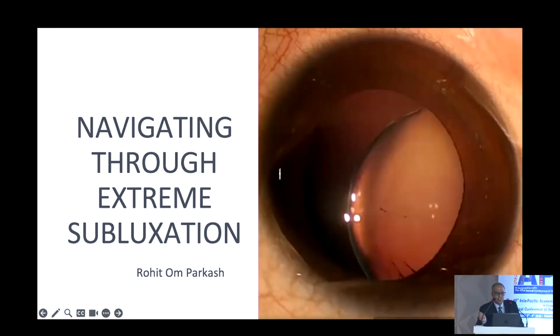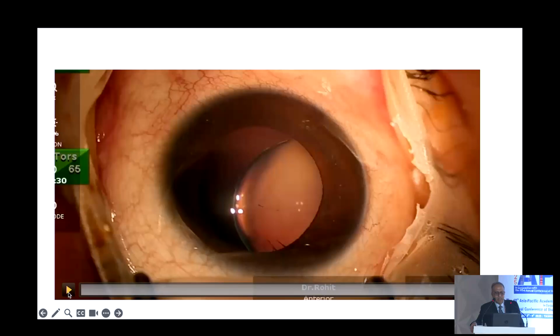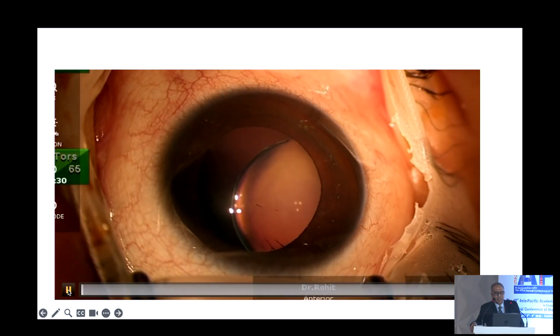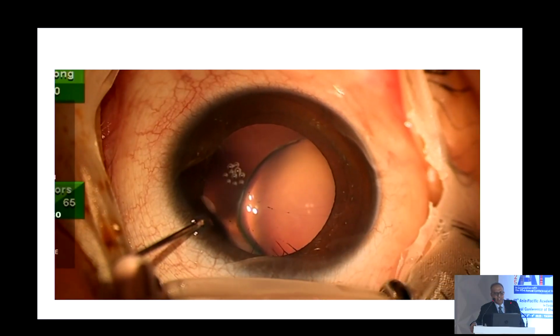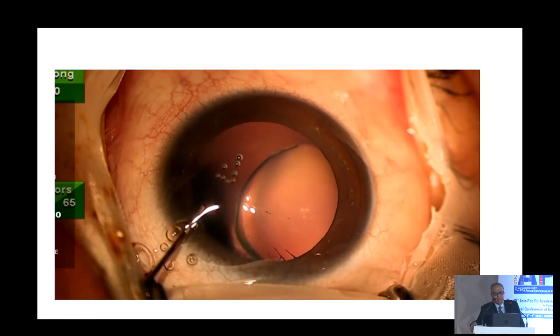So next is when there is an extreme subluxation. I would like to make it interactive, because there are different ways how you can bell the cat. And with Dr. Chi around here, I would take advantage of her presence and see how it has to be done. The pupil was not dilated in this young child, so I used intracameral adrenaline to dilate the pupil.